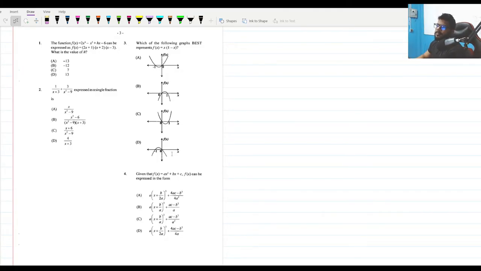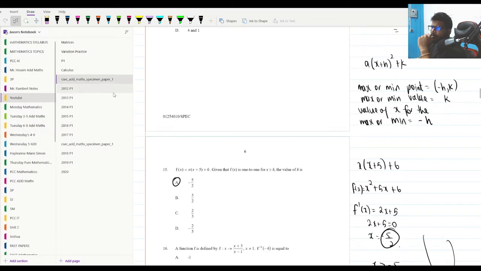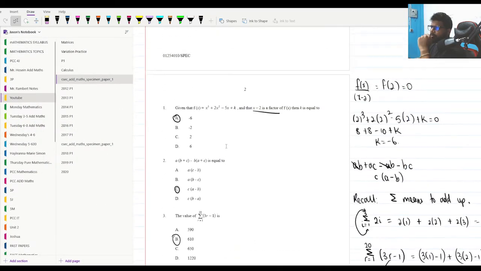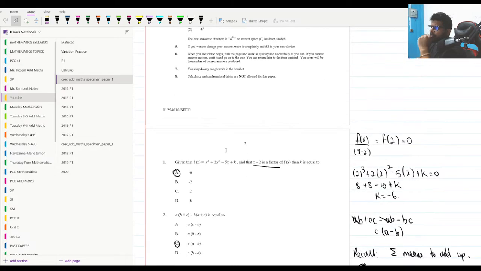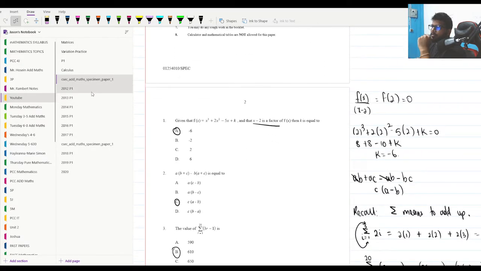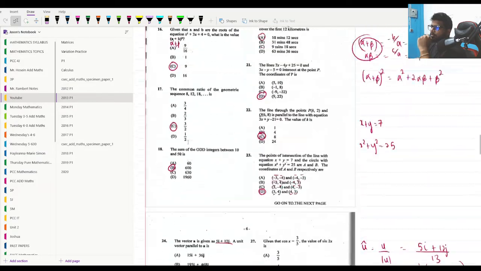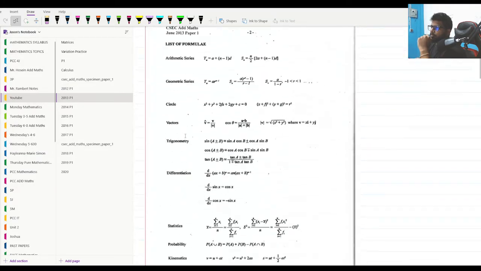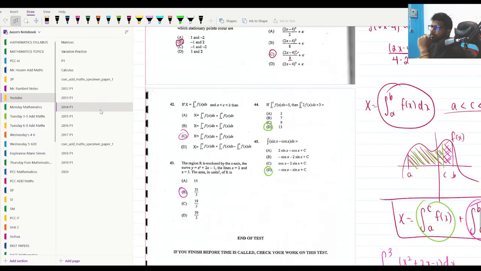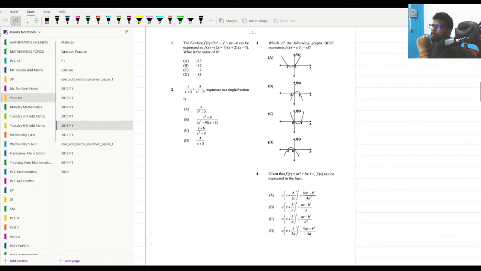All right, let me tackle this bad boy here. All right, this is a repeat. I think this is a repeat from the specimen paper, if I'm not mistaken. It is not. Okay, it's not a repeat. Thought so. I just did this question already. All right, so we'll do it here now.